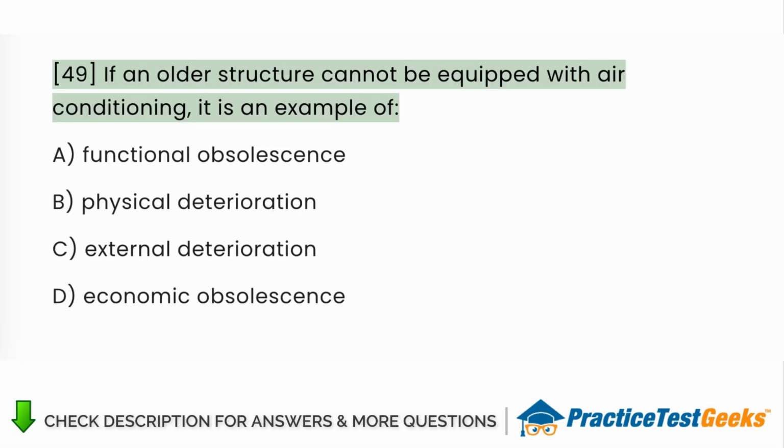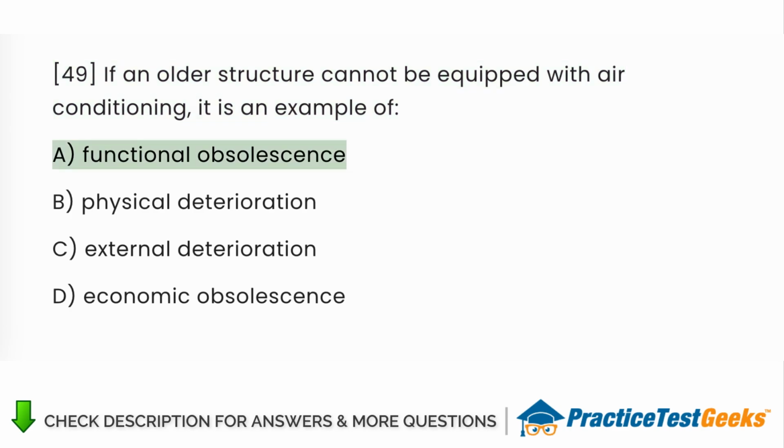If an older structure cannot be equipped with air conditioning, it is an example of: A. Functional obsolescence. B. Physical deterioration. C. External deterioration. D. Economic obsolescence.